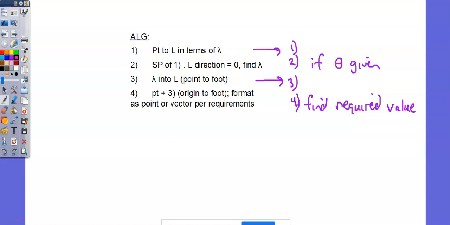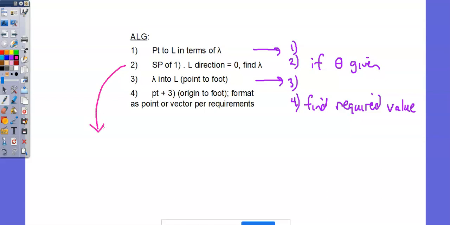From there, in the specific case of a foot calculation, we know that the scalar product is 0. So what are we getting the scalar product of? It's the component we find in step 1, the scalar product of that and the line direction. Those will be perpendicular.